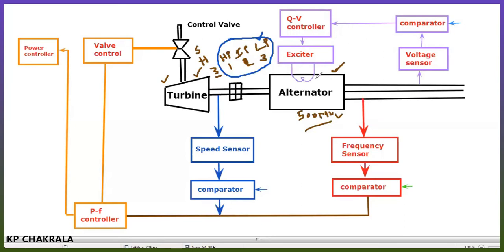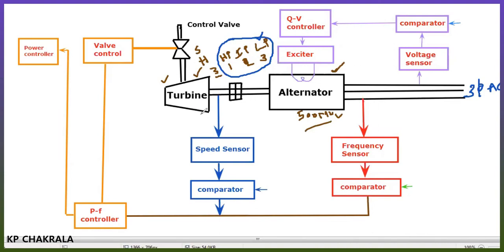Here, let us see how these two control loops operate in this system. This is the coupling between the turbine and alternator, and as the output of the alternator, you will get the 3-phase AC supply. So these are the three lines, the three phases we get as the output of the alternator.